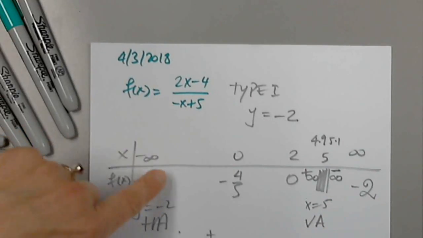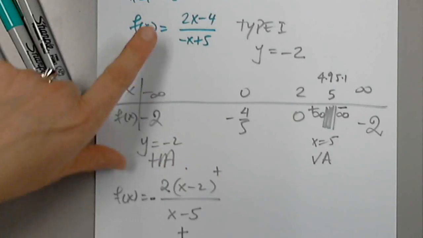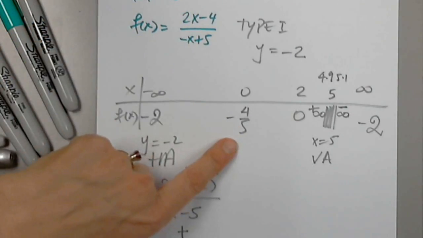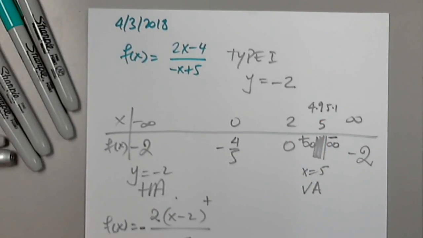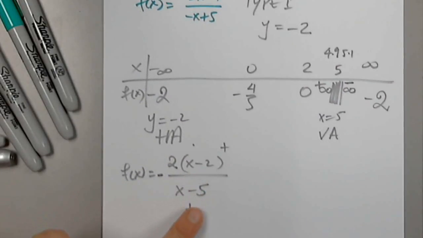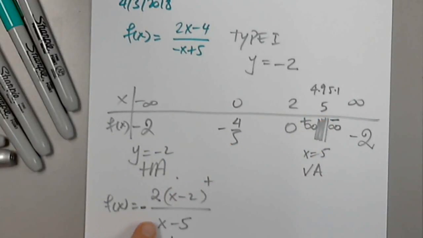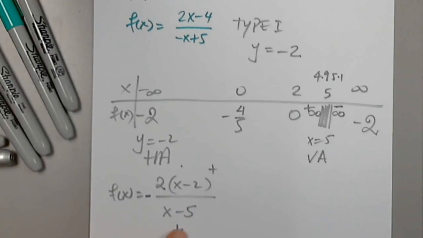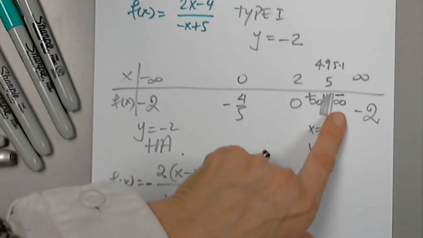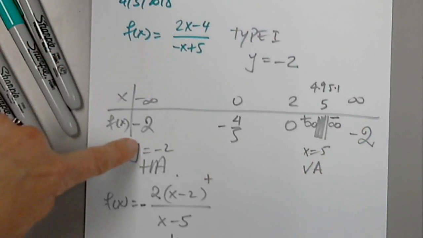So 2x minus 4, we factor out 2. Yes, x equals 2 is 0. At 0 is -4/5. And then on this side, 4.9. This is positive. This is negative, negative. It's positive. At 5.1. I'm just checking for a second. 5.1, yes. So positive, positive, and negative. And then it drops to -2. Yes, it is 2 over -1.